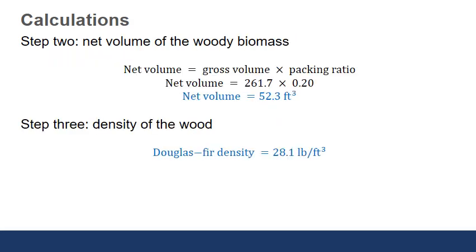Next, calculate the net volume of a pile. The net volume is equal to the gross volume times the packing ratio. We calculated the gross volume in step 1, and we estimated the packing ratio to be 20%. Using the formula, we get a net volume of 52.3 cubic feet. Step 3 requires us to estimate the density of the wood. Our piles are made of 100% Douglas fir, so we use a density of 28.1 pounds per cubic foot.